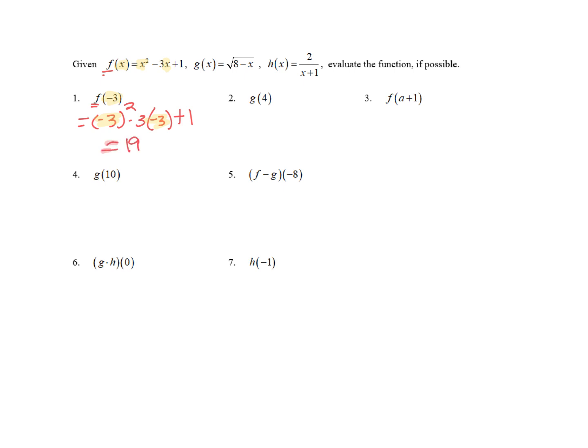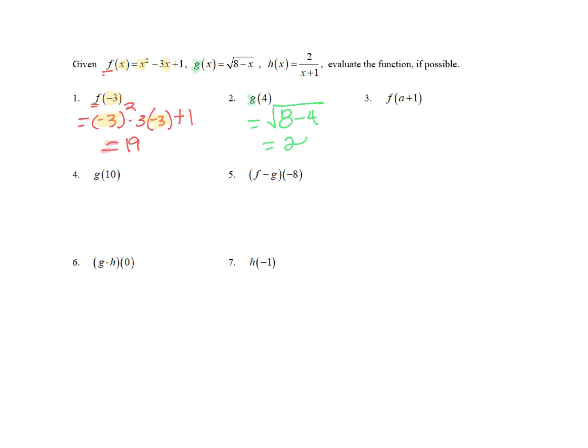Well, g of 4, I'm using the g function. Here's the g function, and I'm going to plug 4 in for x. So let's go up here and plug 4 in for x. So g of 4 is the square root of 8 minus 4, which is the square root of 4, and that is 2. So that would be my answer.